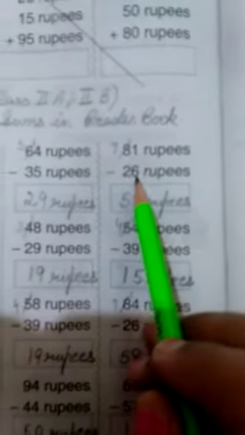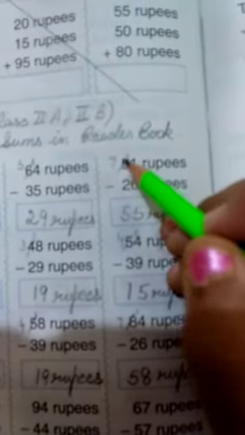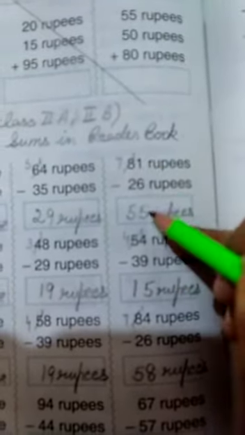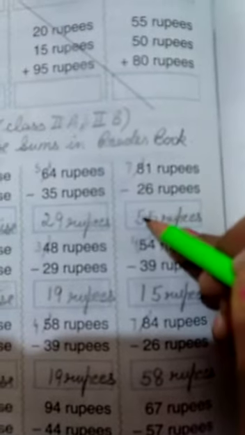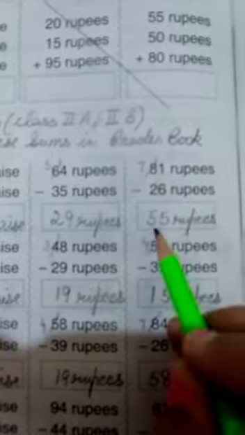81 minus 26. Again the same way, this is a smaller number, so you have to borrow 1 from here. 8 becomes 7 and 1 becomes 11. 11 minus 6 will give you 5 and 7 minus 2 will give you 5. So 81 rupees minus 26 rupees will give you 55 rupees.